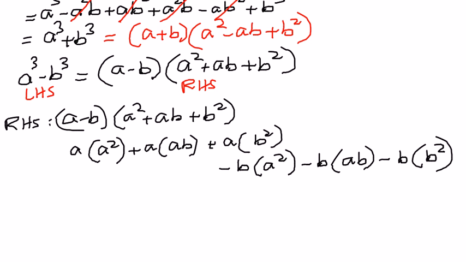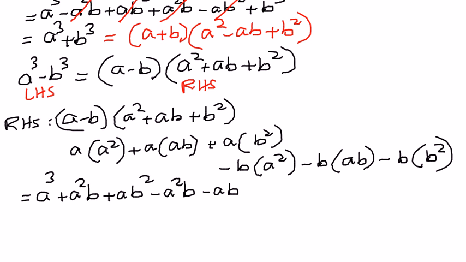Once we have it in this form, let us simplify this some more. A times a squared is a cubed, a times ab is a squared b, a times b squared is ab squared. Then negative b times a squared is negative a squared b. I'm going to write the a term first and the b term second. Negative b times ab is negative ab squared, and then minus b times b squared is b cubed.